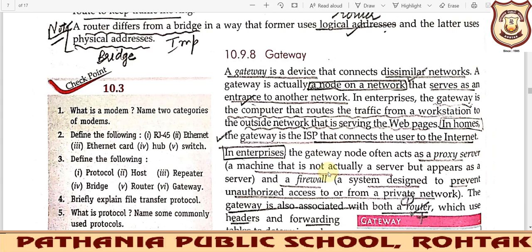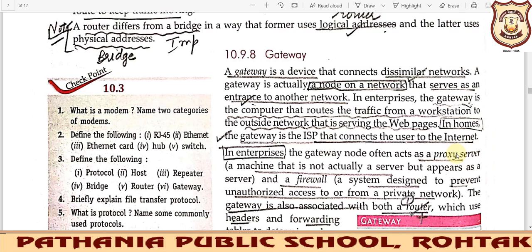It's an organization that gives you internet connectivity, like BSNL, MTNL, Jio, and many others. An ISP is the organization that gives you internet connectivity against a fee for a particular period of time. So when you are at home, your gateway is like your ISP that connects you with the internet. When you are in an enterprise, the gateway is like a proxy server.